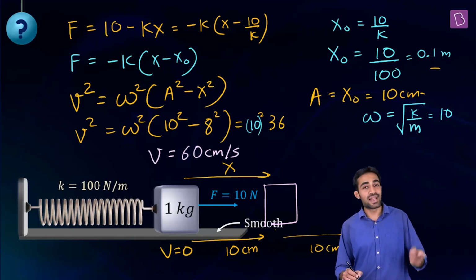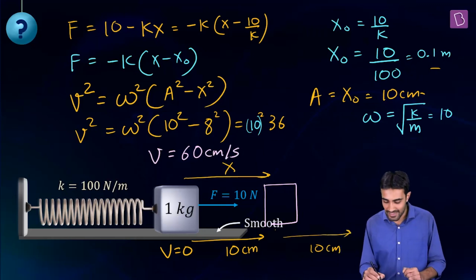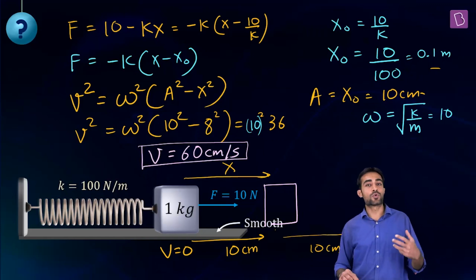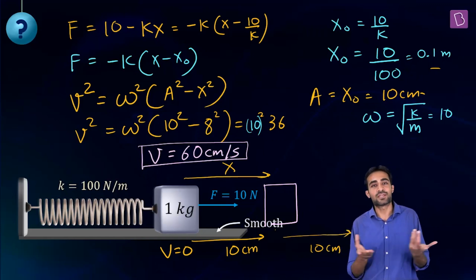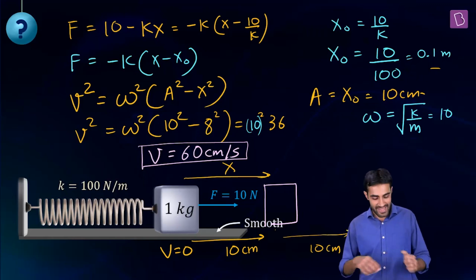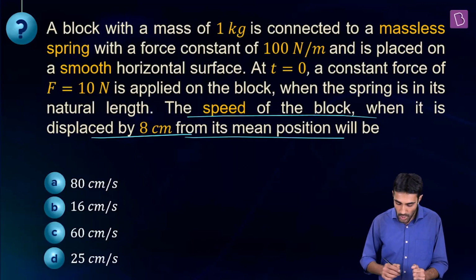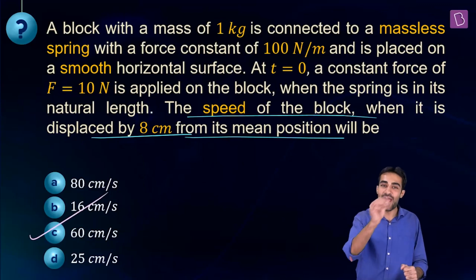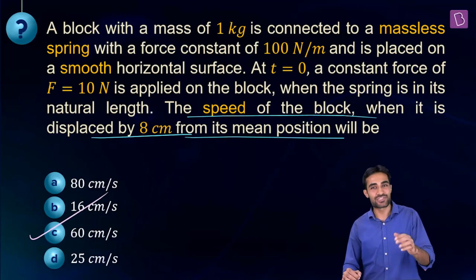Note, we have used centimeter as our units. So we got this speed. Now, velocity of course has plus minus signs, but let's talk about the speed. Speed is 60 centimeter per second. And we can go and mark option C, 60 centimeter per second, as the right answer for this question.